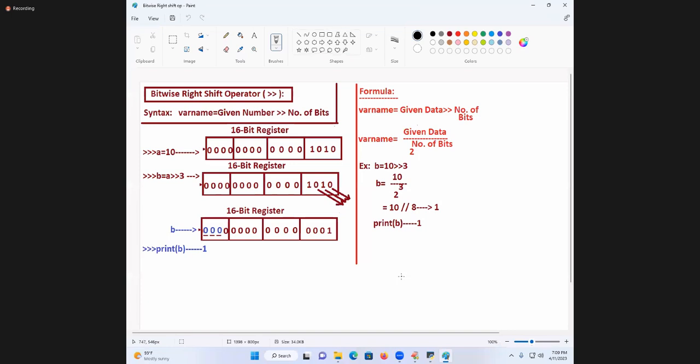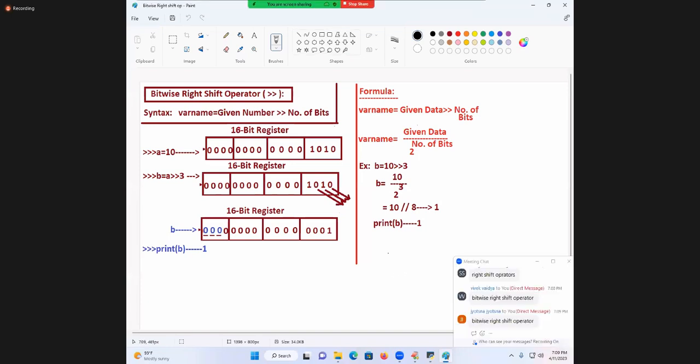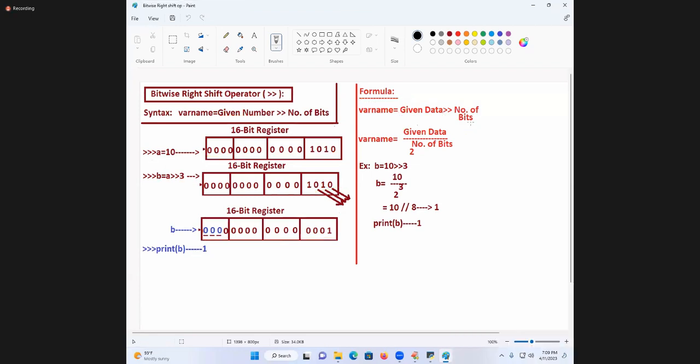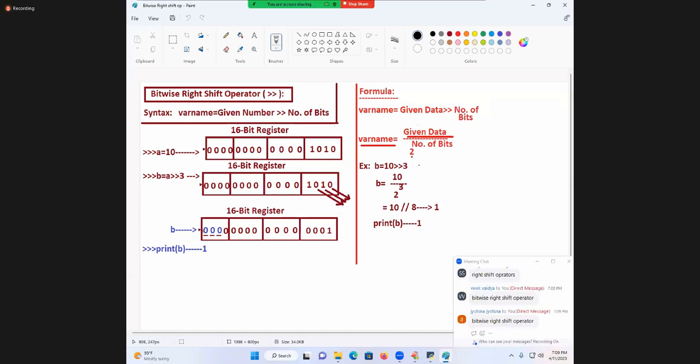Come on, watch it. What is the syntax here? Instead of writing and wasting my time: given number >> number of bits. Take a 16-bit register, with 4 zeros, 4 zeros, then 1 0, 1 0. Shifting by 3 bits, flipping 3 bits, the answer is this one. Result is 1. Formula: variable name equals given number divided by 2 to the power of number of bits.